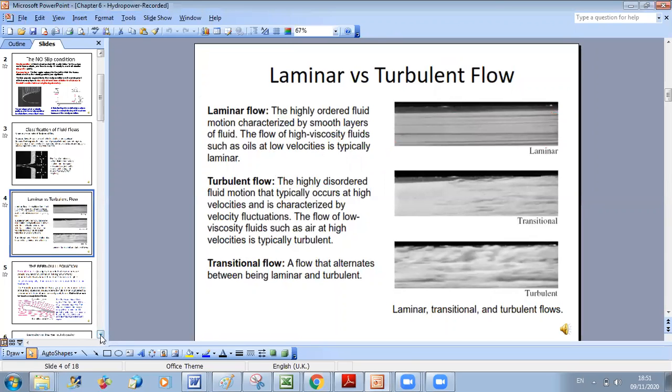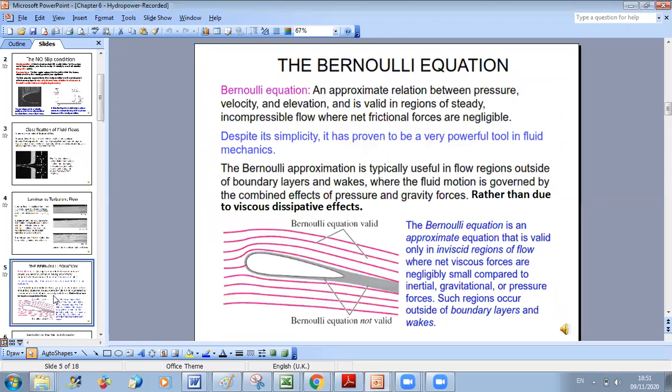Now, all we did until now is to understand one of the basic equations used to understand the energy conversion from one state to the other, which is the Bernoulli equation. The Bernoulli equation is one of the most popular fluid relations, and despite its simplicity, it has proven to be very powerful in solving engineering problems. It is an approximate relation between pressure, velocity, and elevation. But we should pay attention to the conditions to apply it.